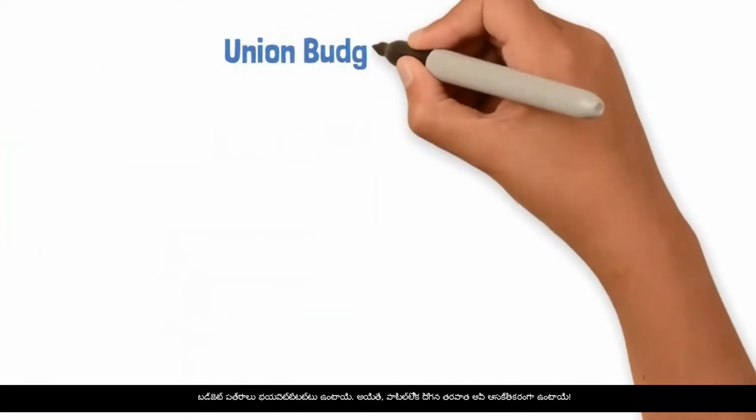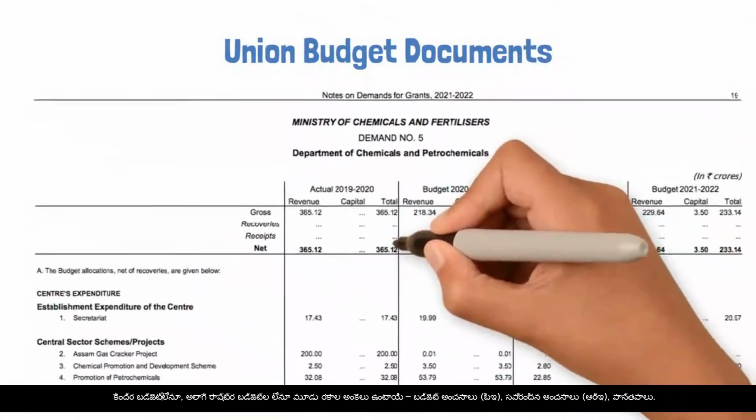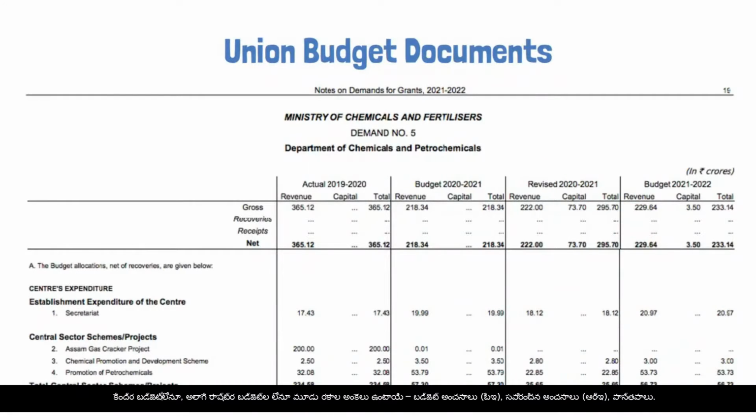Budget documents look intimidating, but they turn out to be interesting once you take the plunge. In the union budget, as also in state budgets, we find figures of 3 different kinds: budget estimates or BE, revised estimates or RE, and actuals.